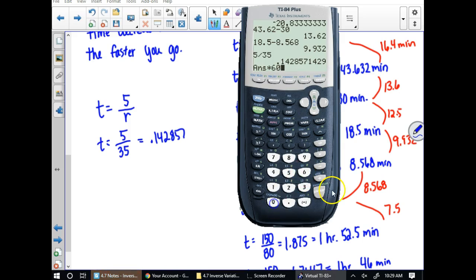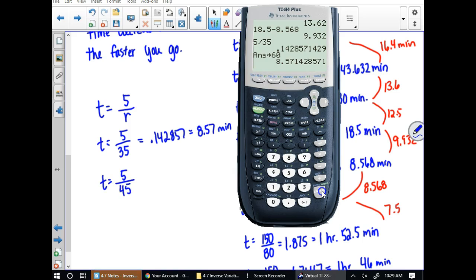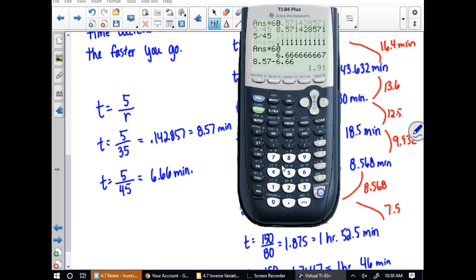That would be times 60. That would be 8.57 minutes. Let's say that you take the same trip but you run 45. So 5 divided by 45 is going to give you 0.11 times 60. That's going to be 6.66 minutes. So by going 45, 8.57 minus 6.66, you only save yourself less than 2 minutes.